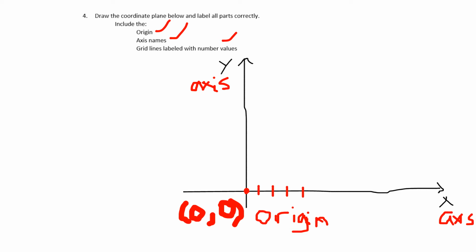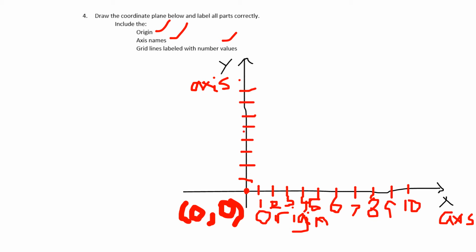So we have 1, 2, 3, 4, 5, 6, 7, 8, 9, 10. And if we labeled all those, this would be labeled 1, 2, 3, 4, 5. Sorry for the handwriting, it's very hard to draw on the tablet. 6, 7, 8, 9, and of course 10. We need that on this axis, but we also need it on the y-axis. So we need another 1, 2, 3, 4, 5, 6, 7, 8, 9.